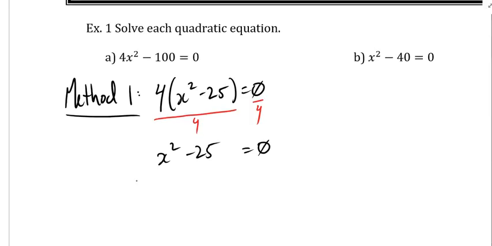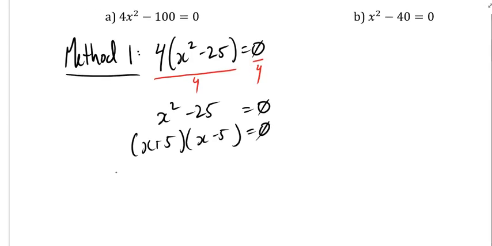And what we're going to do with this is (x + 5)(x - 5) = 0. And so then I get, therefore, x + 5 = 0 and x - 5 = 0, and x = -5, x = 5. Two solutions. So that's one way of doing it. Perfectly fine way of doing it.